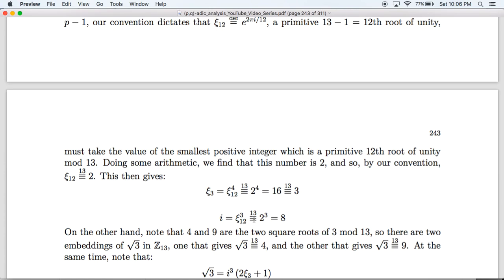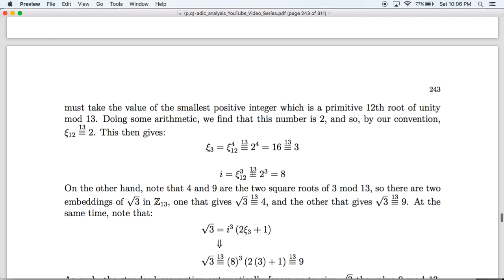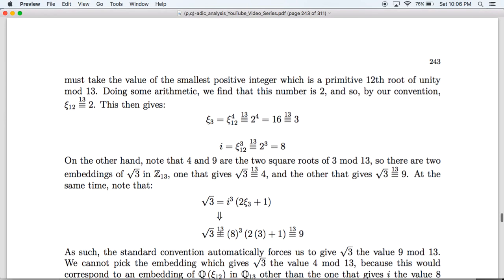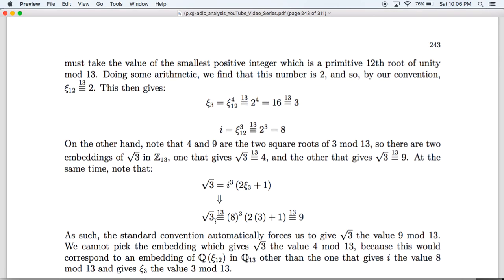So there are two embeddings of the square root of 3 in Z root 13. One gives the square root of 3 as being congruent to 4 mod 13, and the other gives it being congruent to 9. At the same time, using the values for i and C3 determined by our standard convention, this ends up being congruent to 9 mod 13. And so our standard convention automatically forces us to assign a value to root 3 mod 9. And so we cannot pick the embedding which makes root 3 4 mod 13, because that would correspond to an embedding of Q(C12) in Q13 other than the standard convention.